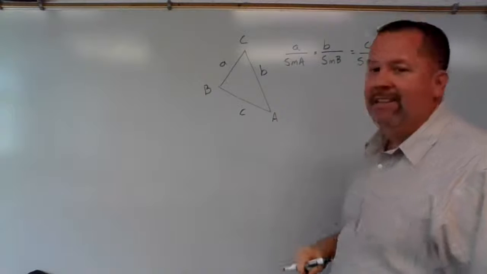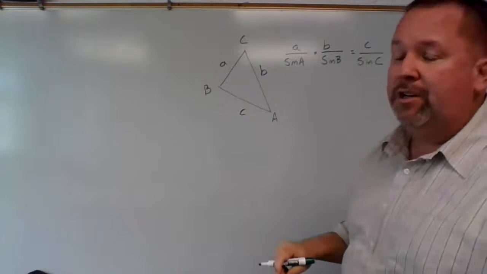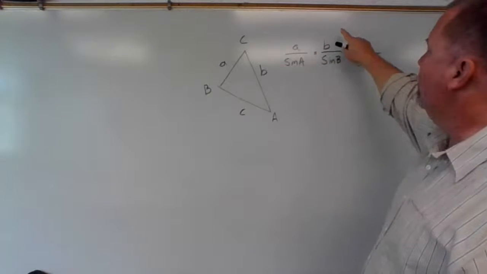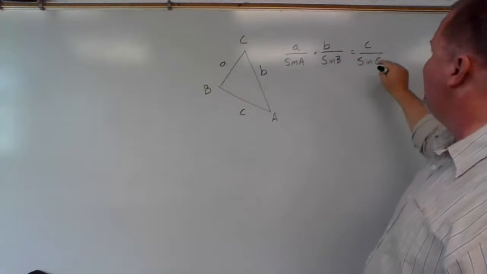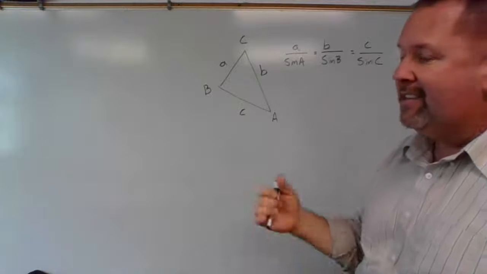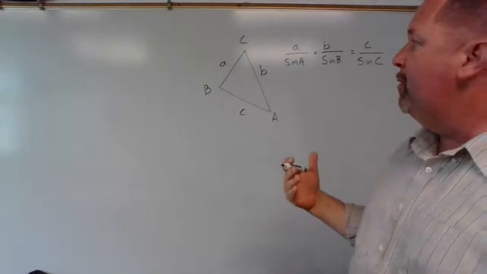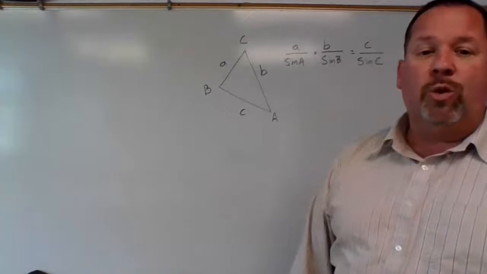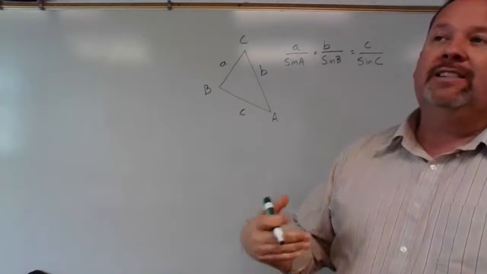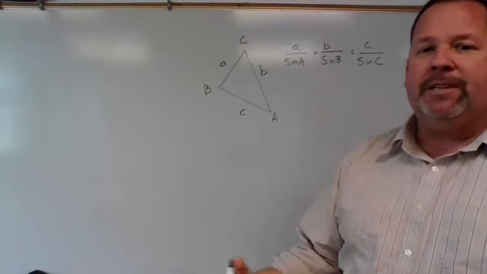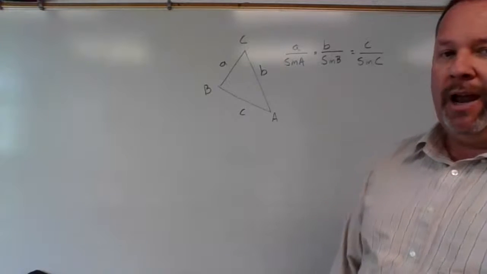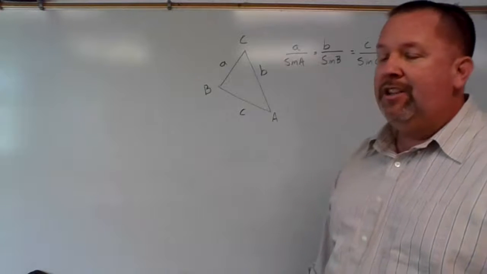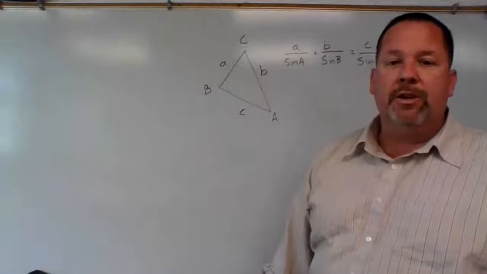over sine C. Some textbooks will just flip these. They'll say sine A over A equals sine B over B equals sine C over C. It turns out that's the same exact thing, but this is going to be really valuable to us. This is for any triangle. It's not just right triangles. When I did sines with SOHCAHTOA, opposite over hypotenuse, it had to be a right triangle. Turns out these ratios are good for any triangle, and so we will use them to solve triangles.